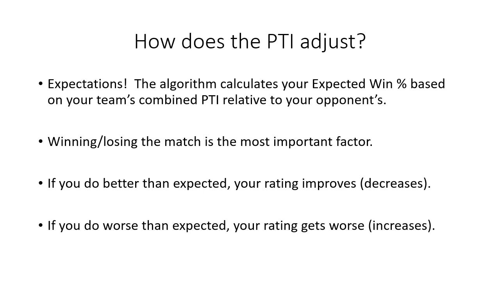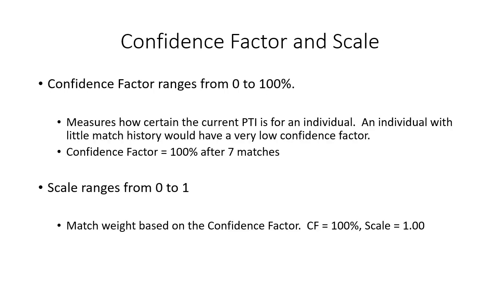Before we start with examples, let's briefly discuss the confidence factor and scale. These components of the PTI influence how the rating changes based on how much match history is behind an individual's current rating. As stated previously, the confidence factor is measured on a scale of 0 to 100% and represents how much underlying data is in the match history. For a person with little match history, that is a low number. The confidence factor becomes 100% once a player plays their eighth match.